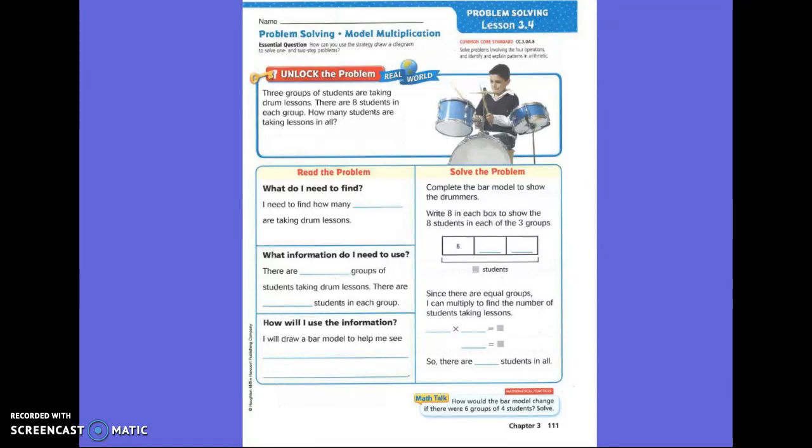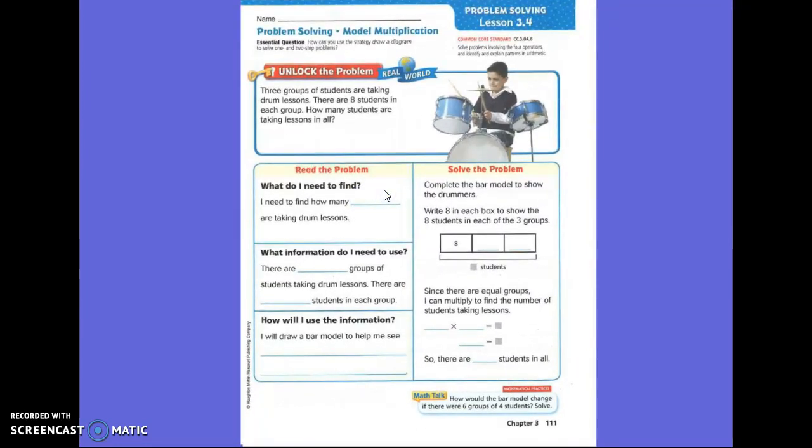Same to find. Remember, whenever we have this question, we are asking the question. So I need to find how many students are taking lessons. Okay, students, write it down. Now, after knowing that, Eli, I hope you wrote that down. After knowing that, what information do we need to use? They're saying an important piece of information we need is there are blank groups of students.